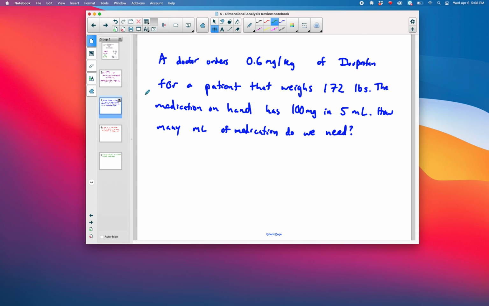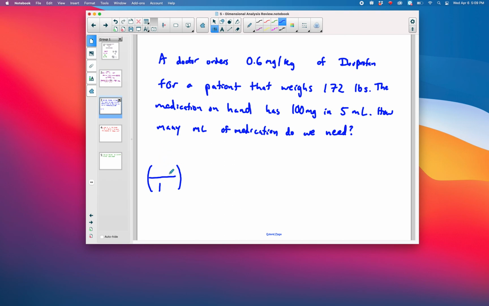So in this question, is this a rate or is this a single unit conversion? Well, the way that we can tell is we can look at what it's asking us. It says, how many milliliters of medication do we need? Milliliters of medication is a single unit. So that means what I start with at the very beginning had better be a single unit and not a rate. So I can put a 1 down in the bottom.